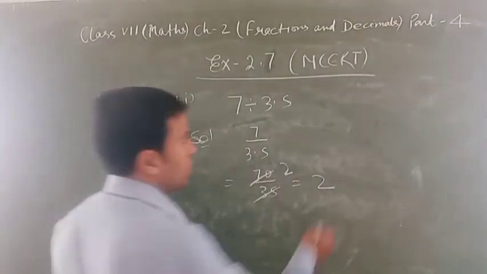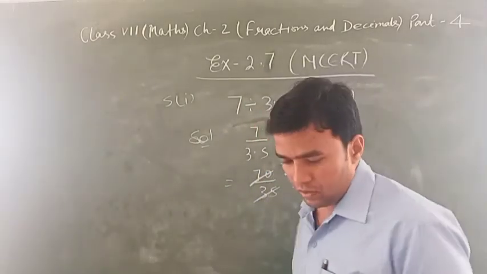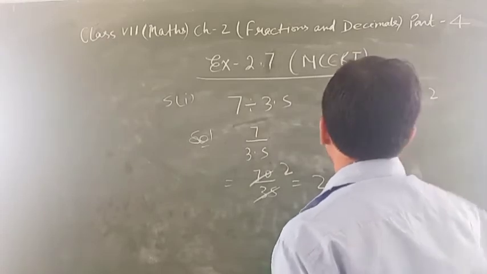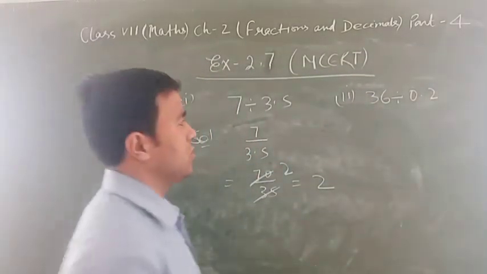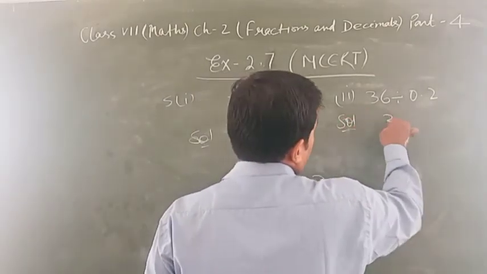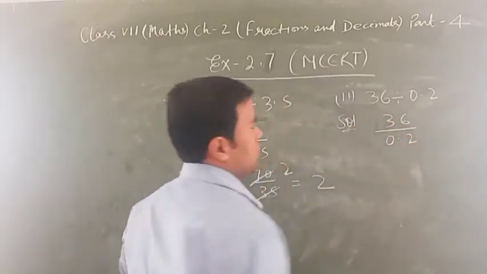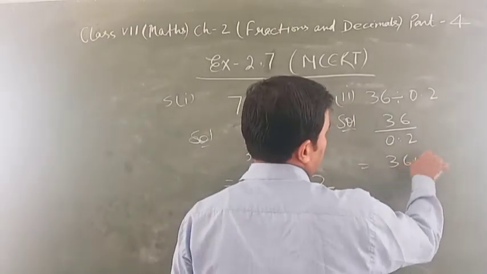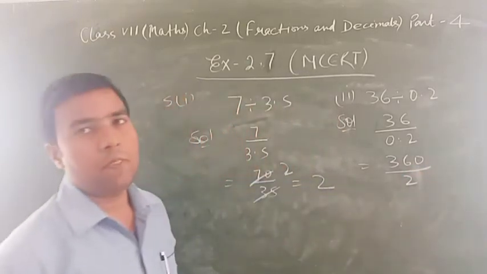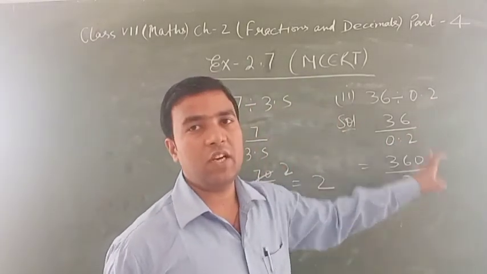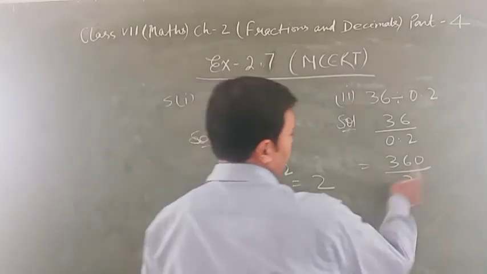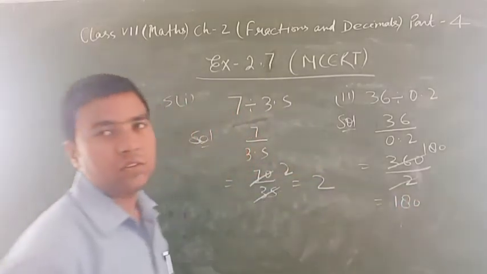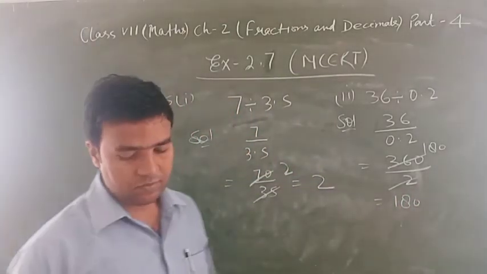One more. 36 divided by 0.2. 36 by 0.2. Here after the point, one number is there. Remove the decimal, means 360 by 2. You will write 360 here. The point will be removed. Then divide. 2 1 is 2, 2 8 is 16, 0. 180 is the answer. 180 is the answer.